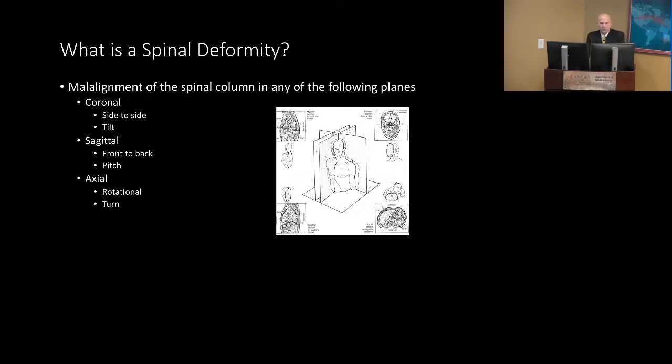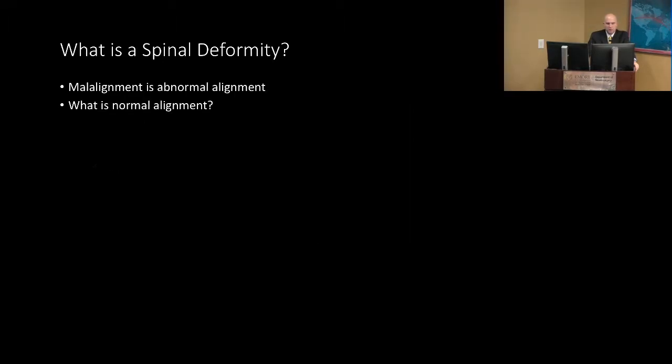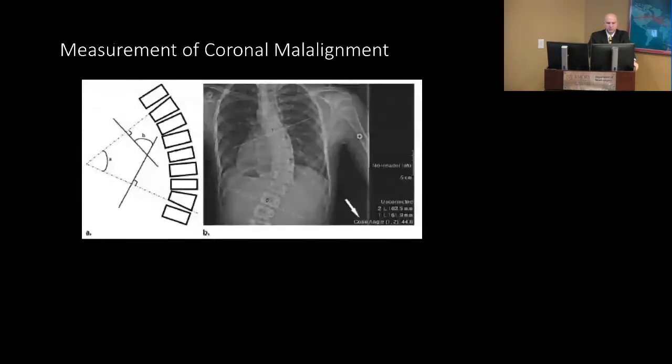So what is a spinal deformity? Well, really, a spinal deformity is malalignment of the spinal column in any of the following planes, and that's a coronal plane, which is a side-to-side tilt, sagittal plane, which is front-to-back, and axial, which is rotational. So we know that malalignment is abnormal alignment. What is normal alignment? And so to determine that, we use something called the Cobb angle.